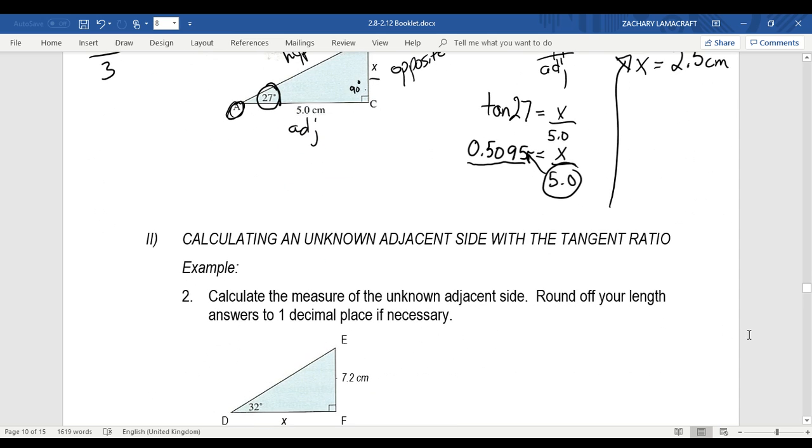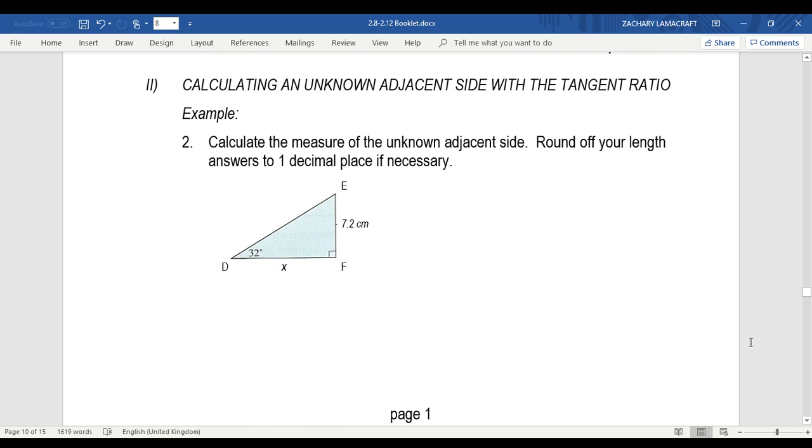All right. Moving on. So, calculating an unknown adjacent side with the tangent ratio. Calculate the measure of the unknown adjacent side. Round off your length answers, so just the length answers, to 1 decimal place. We'll do our tangent answers to 4 decimal places, okay? Hopefully you can read my writing.